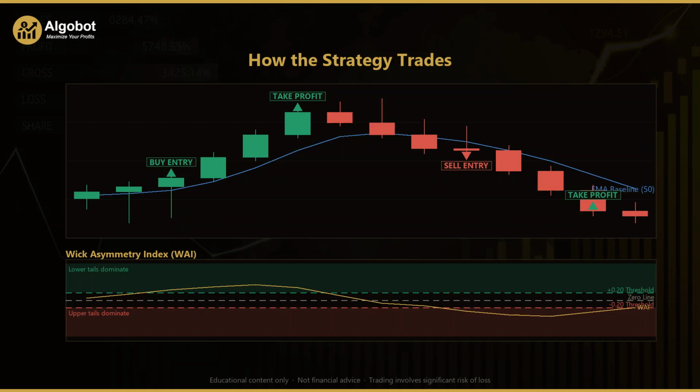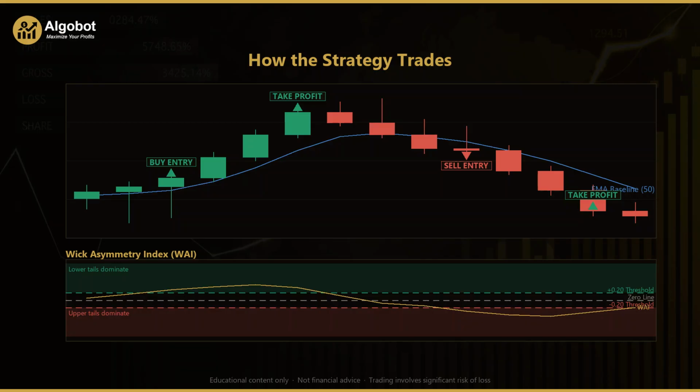Notice what the oscillator did throughout. It did not care where each candle settled. It only measured the balance of the rejected extremes, the wicks above versus the wicks below. When lower tails stacked up in a rising market, it climbed and signaled the long. When upper tails stacked up in a falling market, it dropped and signaled the short.